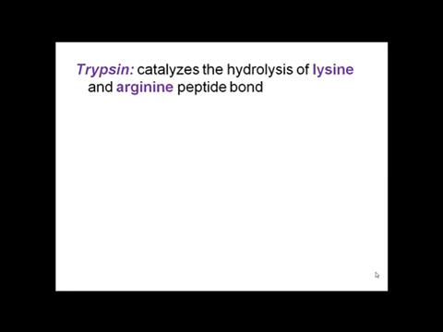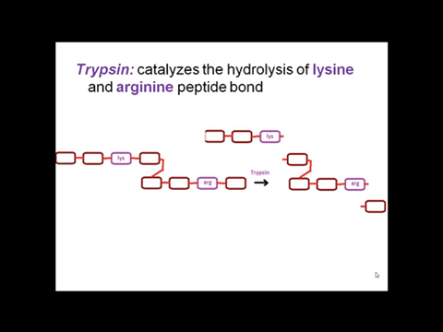The trypsin catalyzes the hydrolysis of lysine and arginine peptide bonds. In this example, we see those 2 amino acids, lysine and arginine. When the hydrolysis occurs, assisted by the trypsin, the peptide bond at the lysine site will be broken, and the peptide bond at the arginine site will be broken as well.